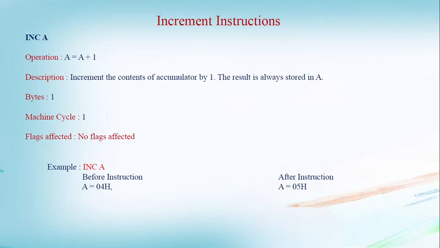Next, increment instructions. INC A means the contents of the accumulator get incremented by 1, and the result will be stored into A only. It requires 1 byte, it takes 1 machine cycle, and no flag is affected. As an example, INC A. Before the instruction, if A equals 04h, after the instruction A will become 04 plus 1 equals 05h.